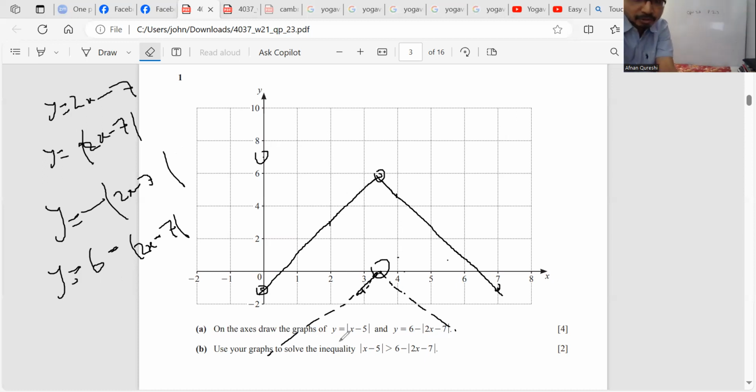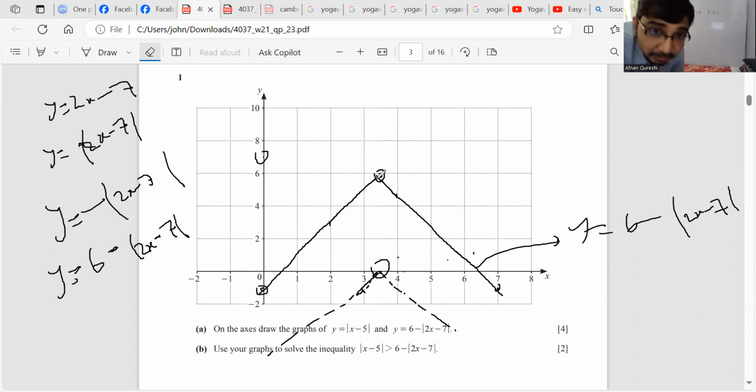Also label it, because you'll draw another graph over here. So this is the graph of y equals 6 minus modulus 2x minus 7. You can take some values and do it, but be careful that at x equals 3.5 there is the vertex. And I also showed how you can do it from the very basic graph: 2x minus 7, then modulus 2x minus 7, then minus modulus 2x minus 7.